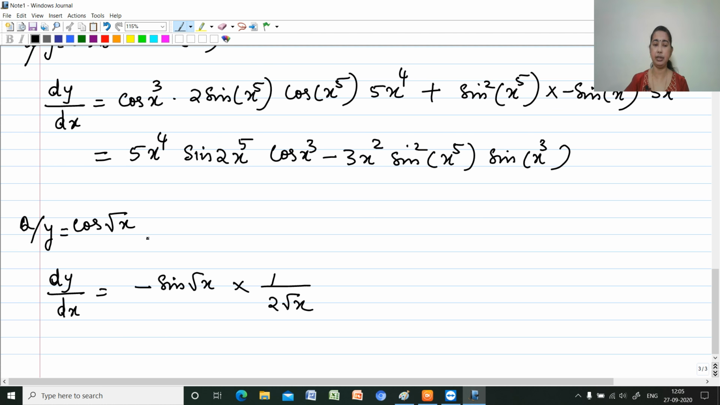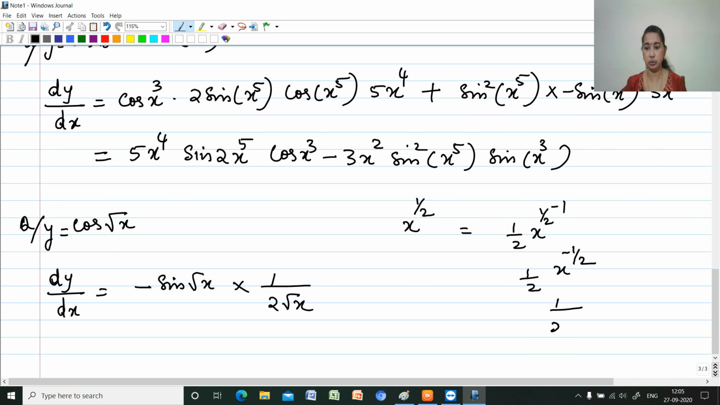How to find the derivative of root x? Root x means it is x raised to 1/2. The derivative of this is 1/2 x raised to 1/2 minus 1, that is the same as 1/2 x raised to minus 1/2, or that is 1 by 2 root x. Because the minus sign is there, that will come in the denominator. So the answer is minus sin root x divided by 2 root x.